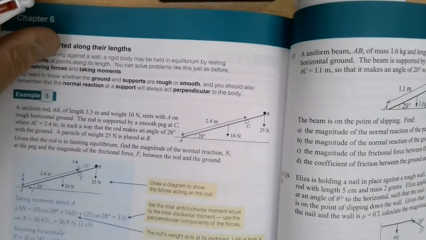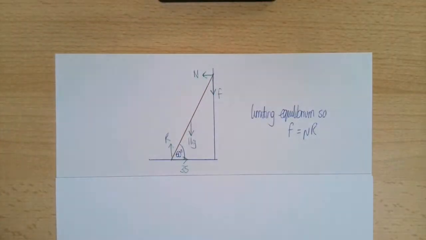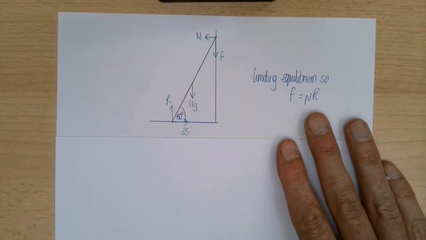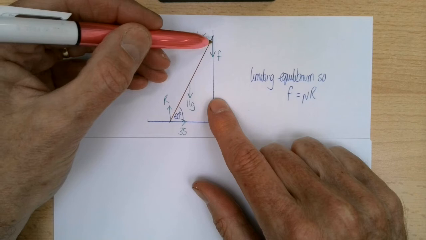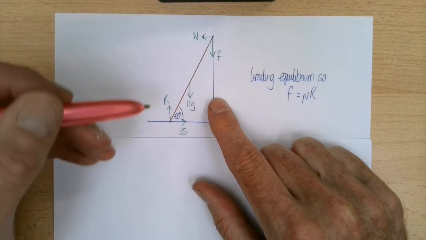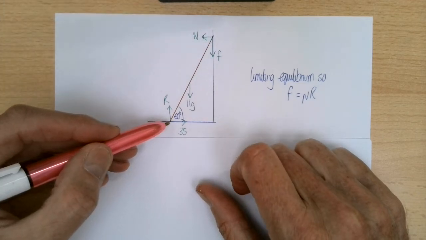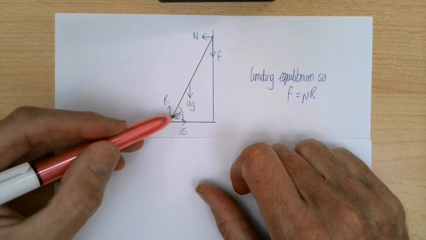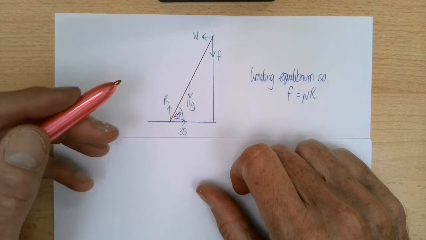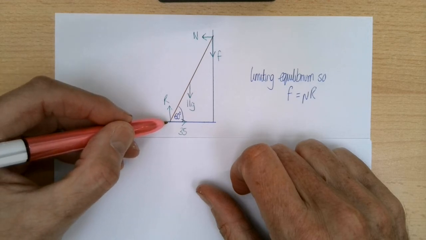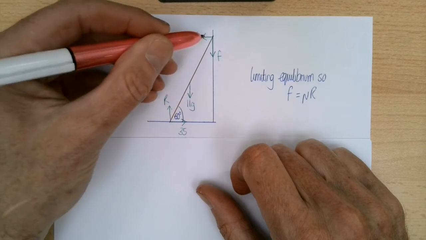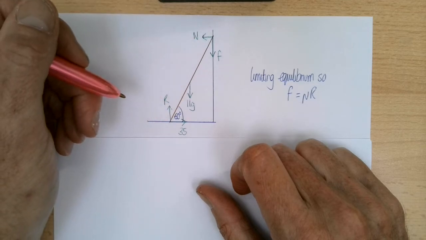So it's a good diagram, always important, so here we go. It's always important to read carefully. So we've got a rough wall, so we have got friction, a smooth ground, so there's no friction here. There are a couple of forces here, but not friction. With a ladder, we've always got two reaction forces, always perpendicular to the ground and the wall. So we've got one here, which I'm calling R, and one here, which I'm calling N.